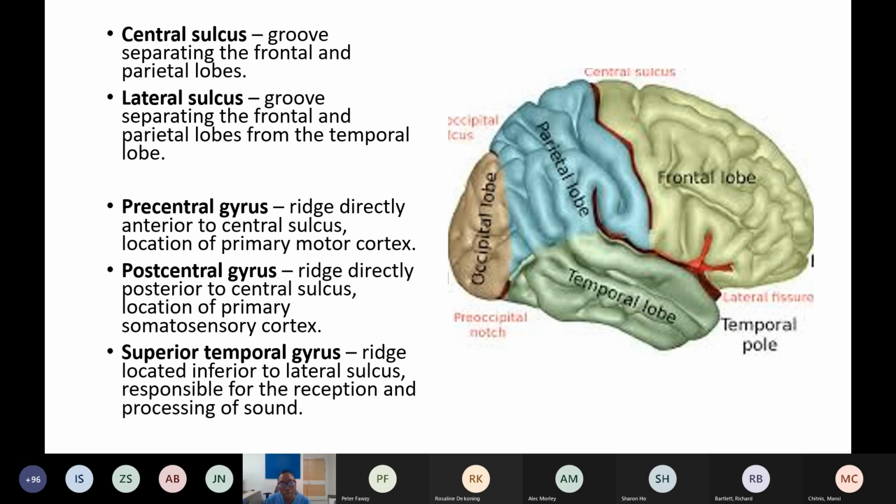Okay, and then underneath the lateral sulcus, we have the superior temporal gyrus, which is really important for the reception and processing of sound here in the temporal lobe.